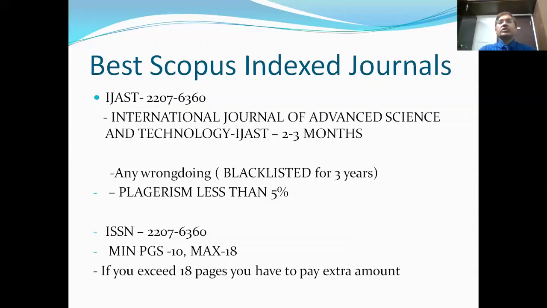It is the International Journal of Advanced Science and Technology, and its ISSN is 2207-6060. When publishing in Scopus, the minimum is somewhere around 10 pages and the maximum 18 pages. If you cross that limit, you have to pay some extra money. Right, that is all about IJAST.